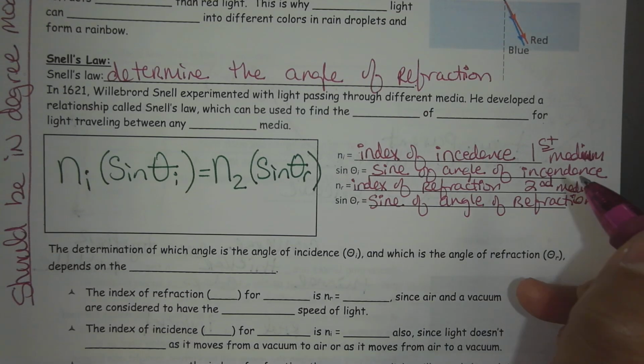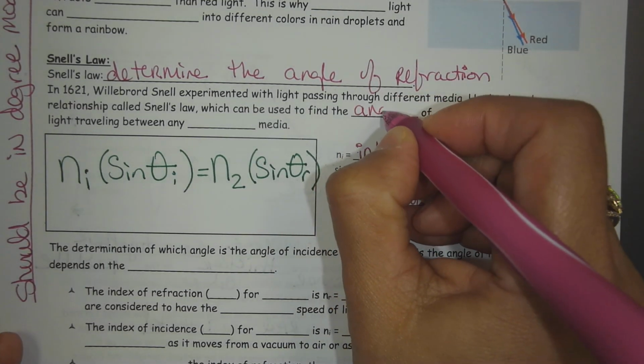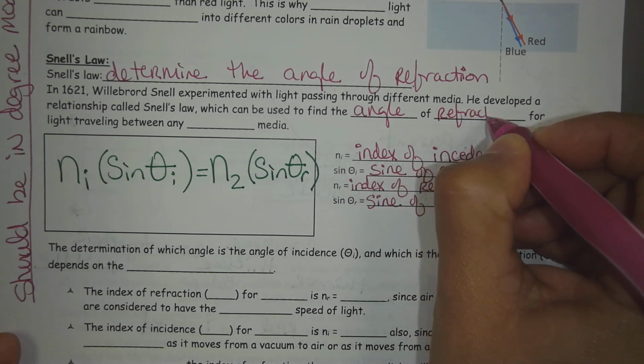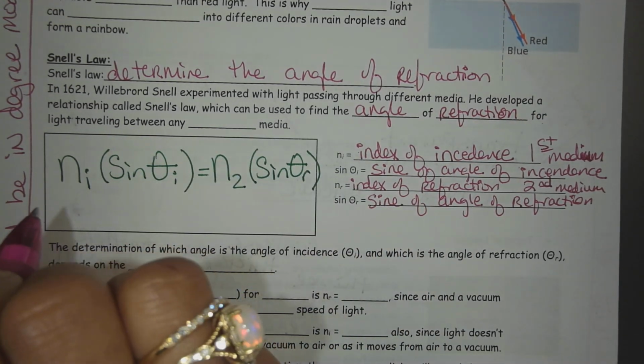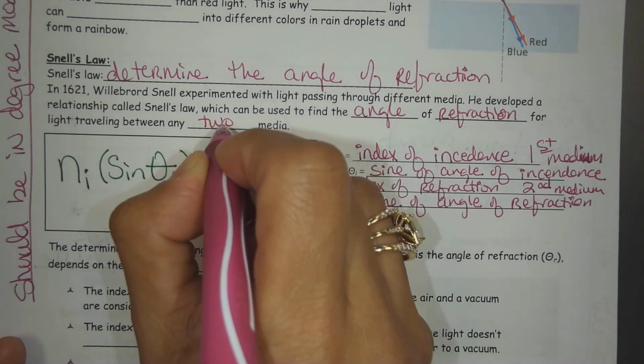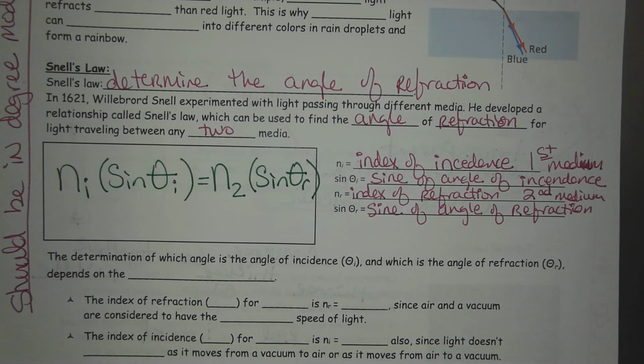So it says here, Snell's law is used to find the angle of refraction for a light that's traveling through two mediums. Okay? Through two mediums. Not three, just two. And so again, it can go from something thick to something thin, something thin to something thicker. From air through jello, I don't know. Whatever you want it to be. Now we're going to turn the page and we're going to practice this.